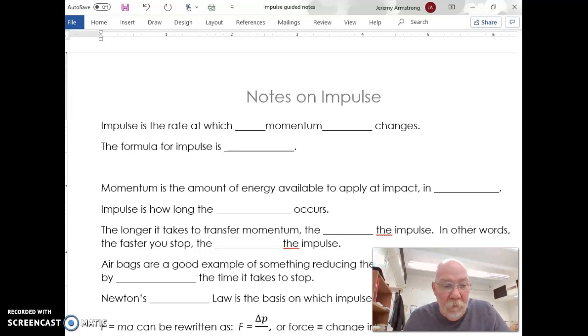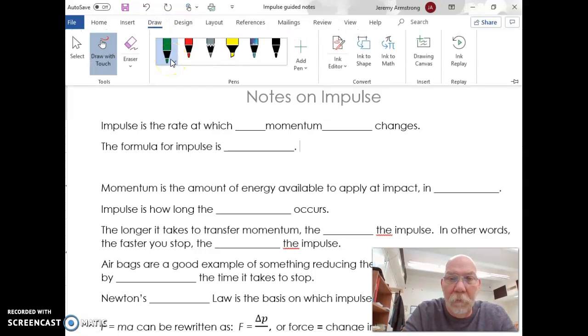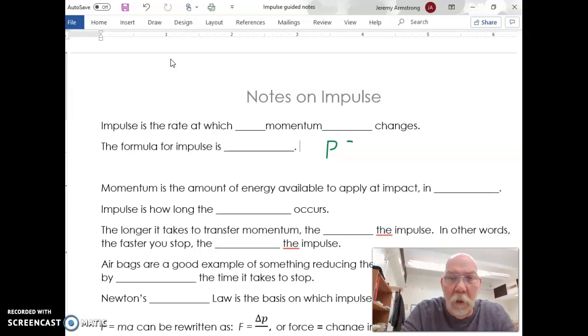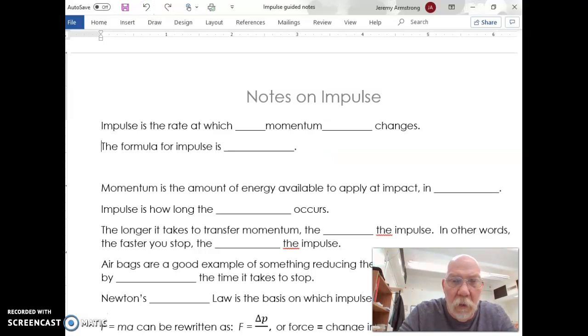Good. All right, so I'm going to draw. Have to push pretty hard. Alrighty. P equals, I'm sorry, impulse, I'm sorry, momentum is P. Delta P over delta T. Good enough.